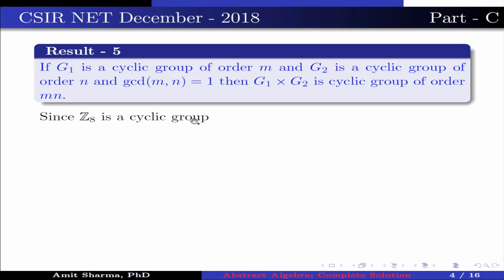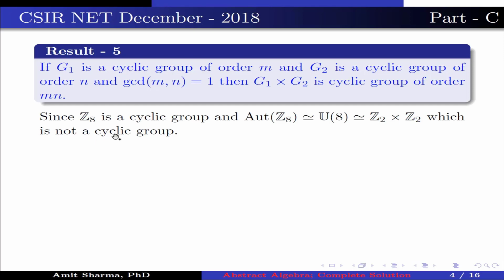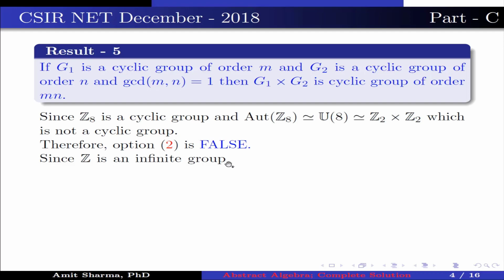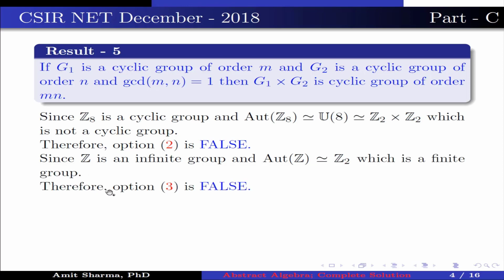Since Z8 is a cyclic group and Aut Z8 is isomorphic to U8, which is further isomorphic to Z2 cross Z2, which is not a cyclic group. Therefore, option 2 is false. Since Z is an infinite group and Aut Z is isomorphic to Z2, which is a finite group. Therefore, option 3 is false.